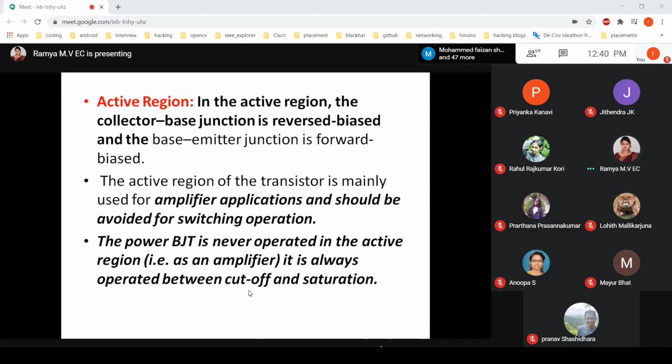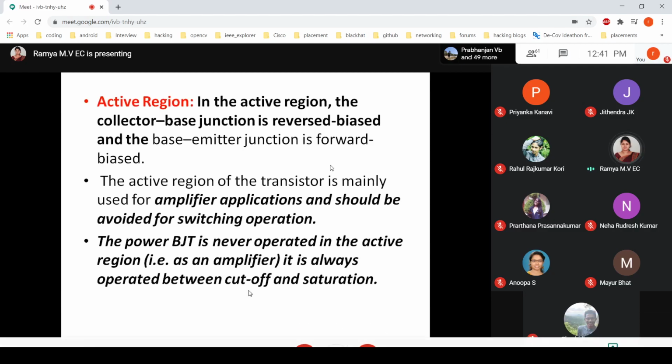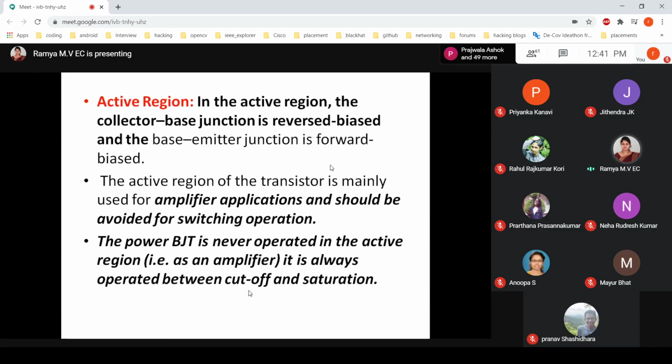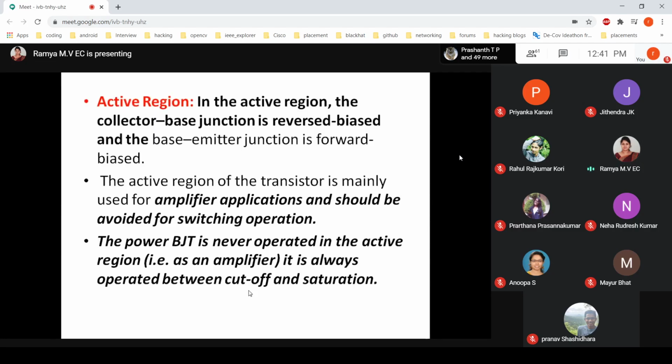So for switching purposes, the power BJT is never operated in the active region. It is always operated between cutoff and saturation. When using the power BJT as a switch, we will never prefer to use it as an amplifier. So that is the last point over here.